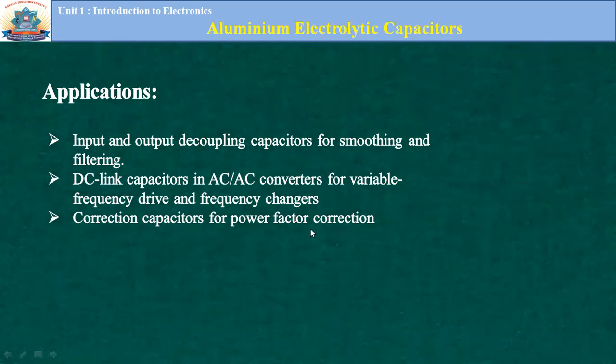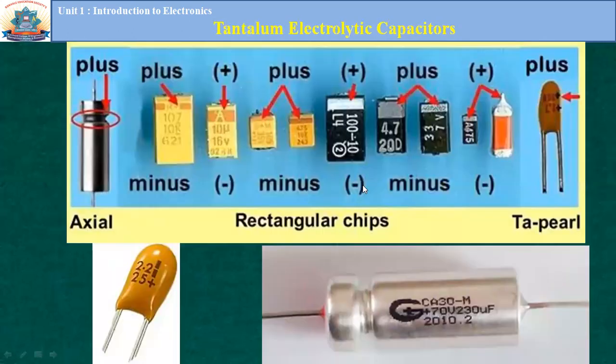Correction capacitors for power factor corrections. There are some devices where we are required to correct the power factor of the power supply, or devices where we need a corrected power supply, which needs an alteration of the power factor. So these capacitors can be used as phase shifters, and they can automatically adjust the power factor of those different circuits or power supplies. These are some applications of aluminum electrolytic capacitors.